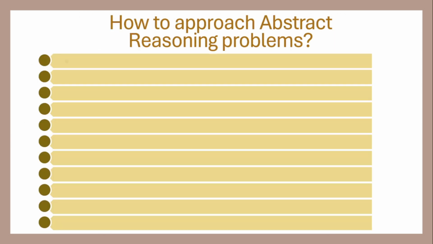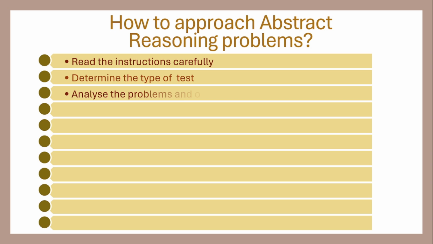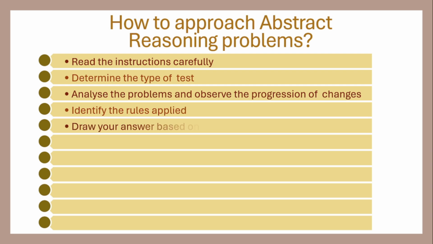How to approach abstract reasoning problems. Read the instructions carefully. Determine the type of test. Analyze the problems and observe the progression of changes. Identify the rules applied. Draw your answer based on the rules applied.